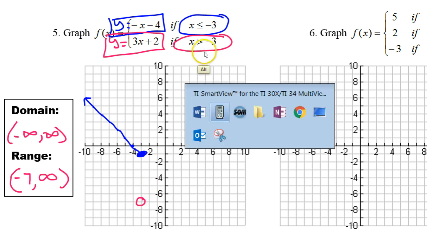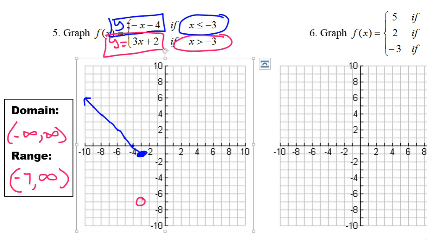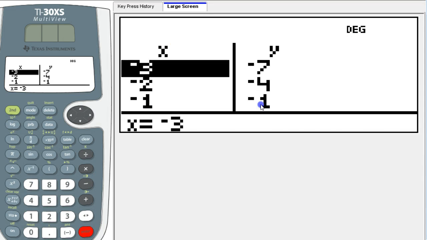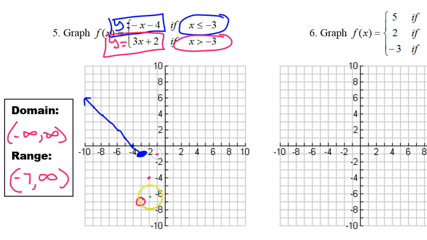All right, I want greater than, so I'm going to pick x values that are above negative 3, like negative 2, negative 1. These are greater than. So negative 2 comma negative 4, for example, would be right there. And negative 1 comma negative 1 would be right here. And so you see the pattern is that it's going up 3 over 1 to the right. So once you see the pattern, you can just continue it. So you know that it's going to be like this.